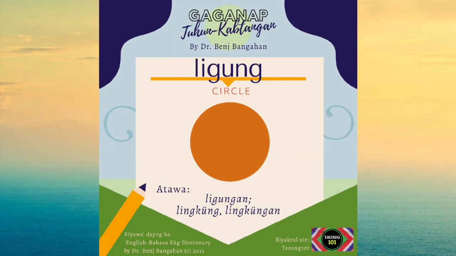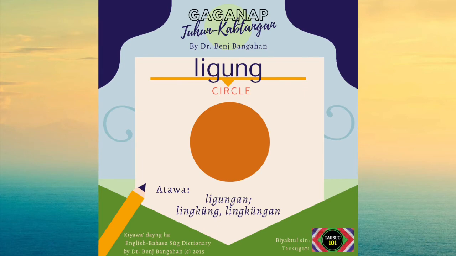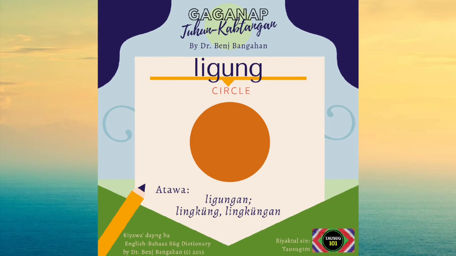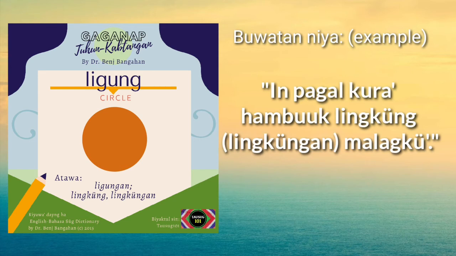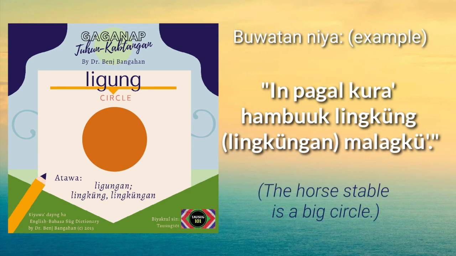Next we have ligung. In English, circle, or ligungan, or lingkung, or lingkungan. An example: inpakal kura hambok lingkong malagko. The horse stable is a big circle. Ligung.